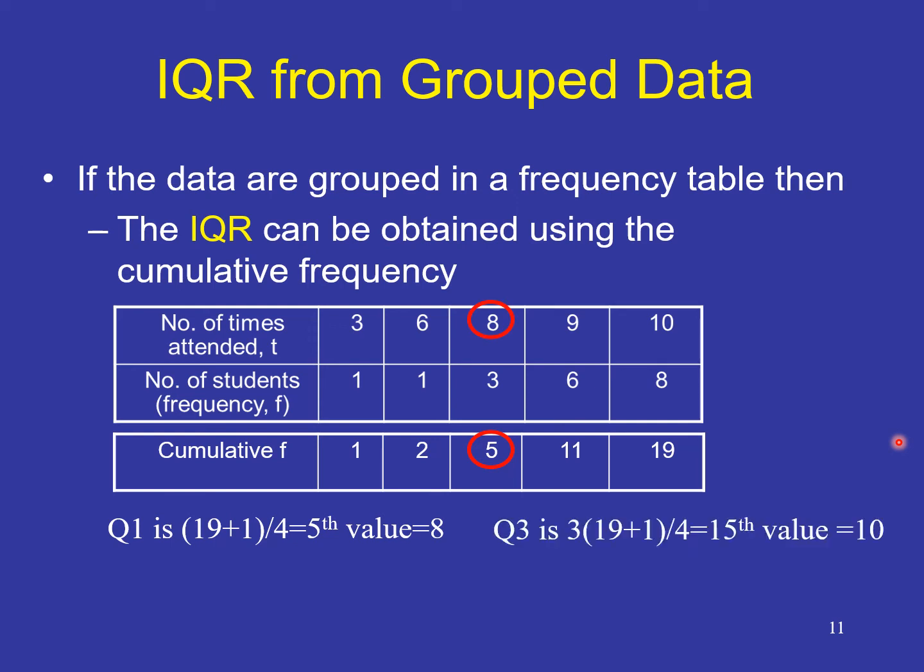Now let's find the upper quartile. The upper quartile is (n plus 1) times 3/4, which gives us 15. So we want to find where the 15th person is.